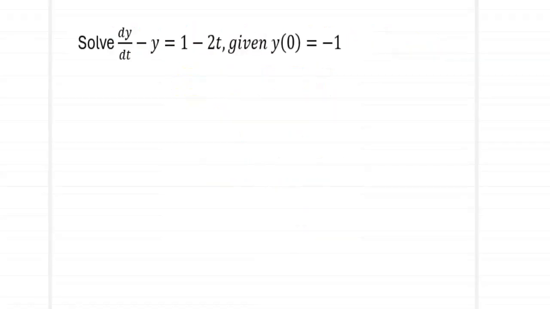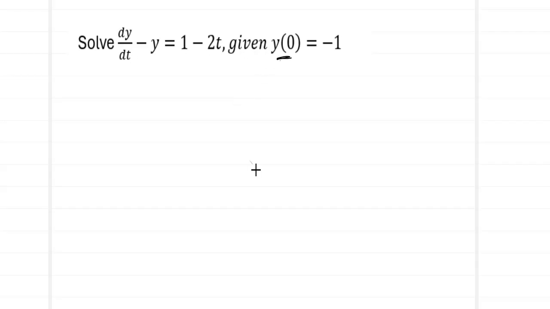We have been asked to solve dy by dt minus y equal to 1 minus 2t, and we have been given y of 0 is minus 1. Notice over here, children, that the derivative is just dy by dt, which is first order. Since it is first order, just one boundary condition or initial condition is sufficient to solve the differential equation. If the order is 2, we require 2 conditions. If the order is 1, we just need 1 condition to solve it.